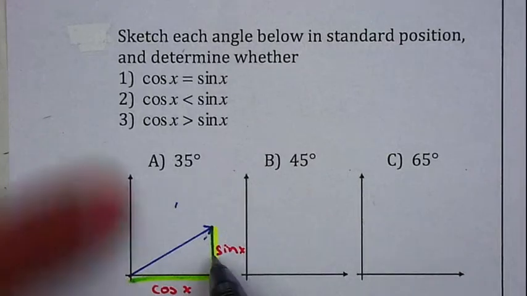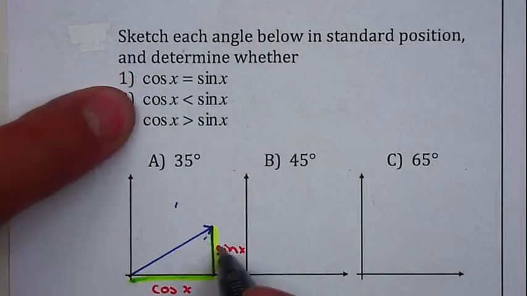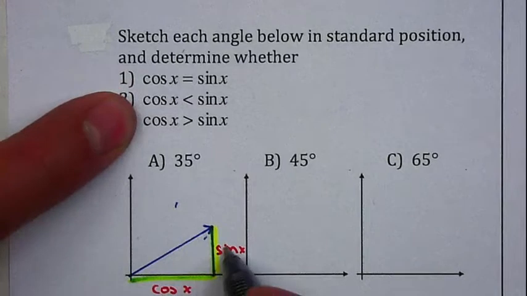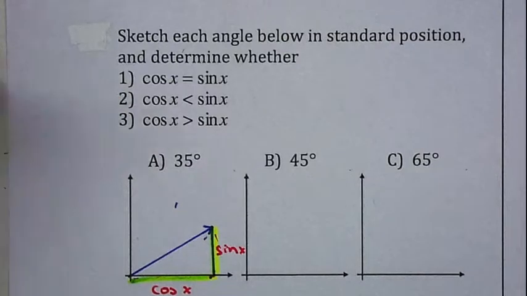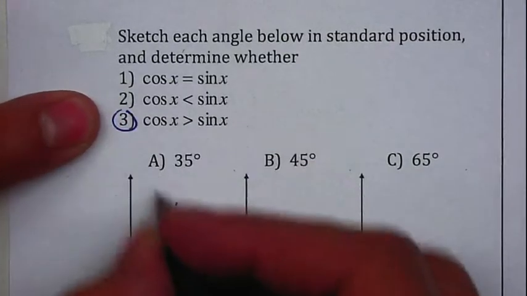So is the cosine equal to the sine, less than the sine, or greater than the sine? So you are able to see that your cosine is bigger than your sine. So therefore that will apply to number 3.